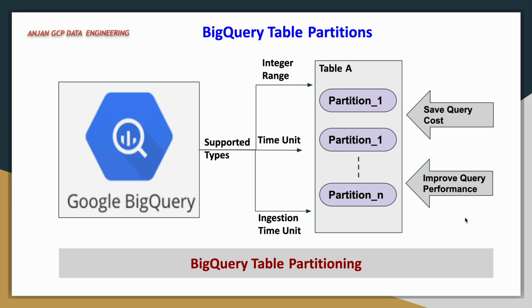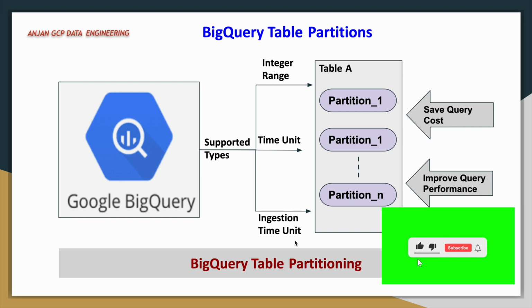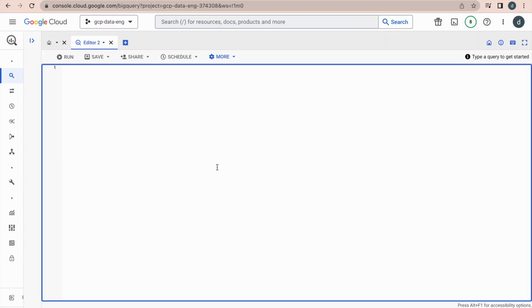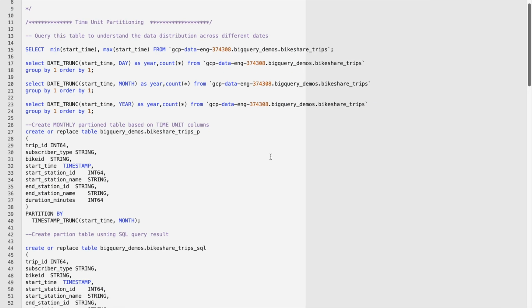So next, move on to the demo slide. In the demo we will try to see an example for each of these partition types: integer, time unit, and also ingestion time unit, okay. The main purpose of partitioning is to save cost and also improve query performance, okay. So now let's quickly move to the demo. For this demo, I already have these SQL queries to explain all these partitions with examples step by step, okay. So let us go to those examples.